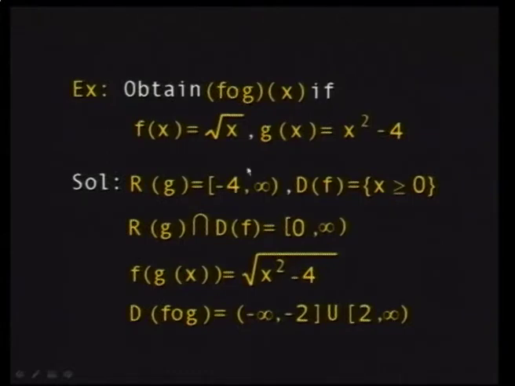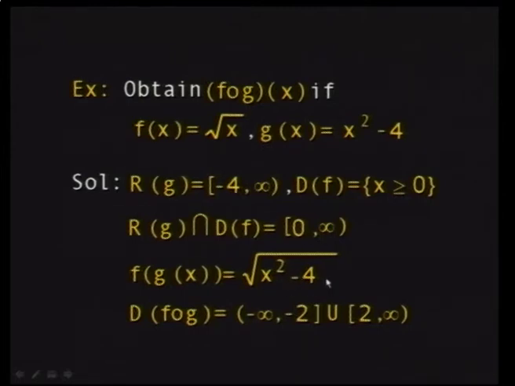Obtain f of g of x if f of x is equal to square root of x, and g of x is equal to x squared minus 4. So again here, as I said, where do you start? You start from here. You want f circular g. So for f circular g, you feed in, instead of x, x squared minus 4. So f of g of x: instead of x, you put x squared minus 4. Now, what is the domain of it?